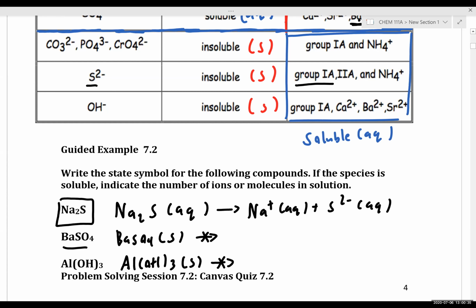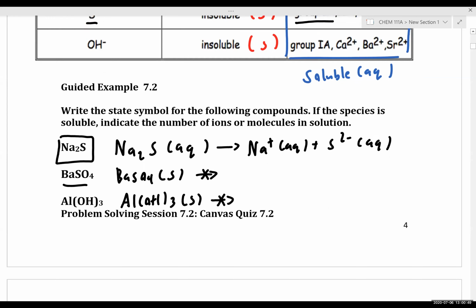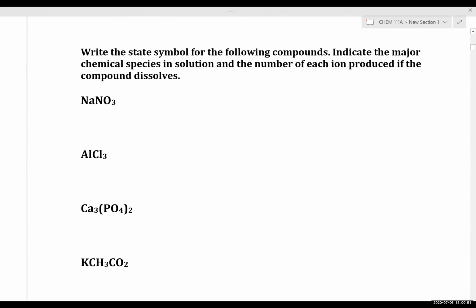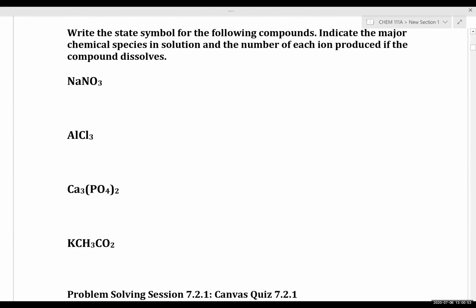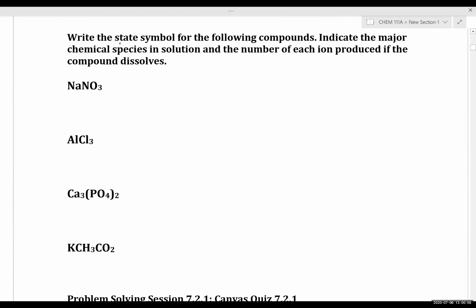Do these examples make sense so far? Everyone comfortable with this idea so far? So let's try individually to work on the following problem. In this case, we're asked to write the state symbol for the following compounds, indicate the number of each ion produced if the compound dissolves, and indicate the major chemical species in the solution.